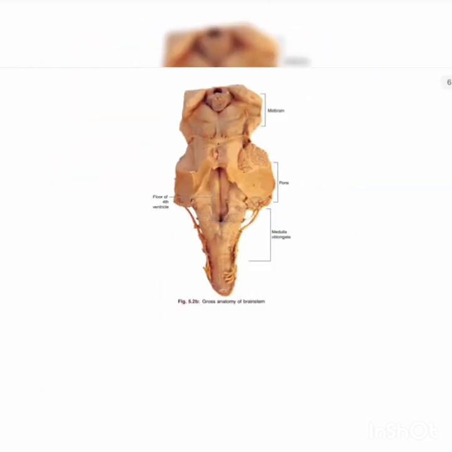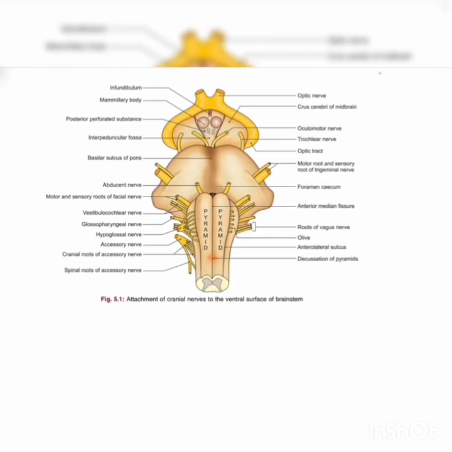Now this is how the brainstem looks. This is the midbrain, this is pons and medulla. This is the floor of fourth ventricle. So here you can see how various cranial nerves arise from different portions of the brainstem.